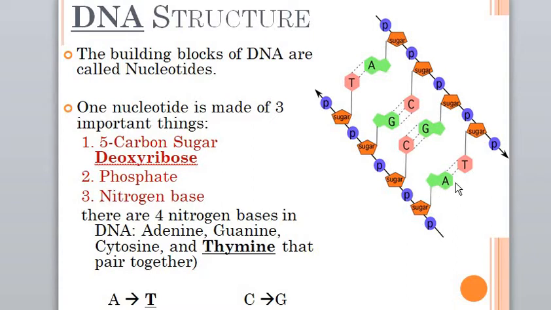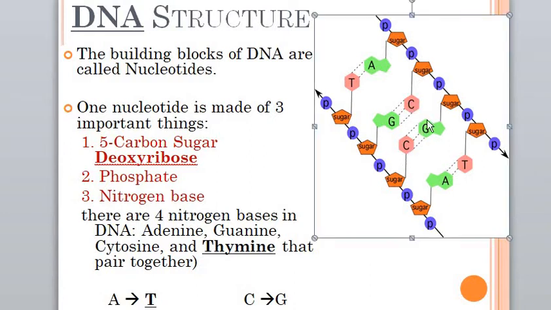What are the nitrogenous bases? We have 4 types of nitrogenous base: adenine, guanine, cytosine, thymine. Always the complementary of A is T, and the complementary of G is C. So adenine is complementary to thymine, and guanine is complementary to cytosine. Cytosine is complementary to guanine, adenine complementary to thymine.